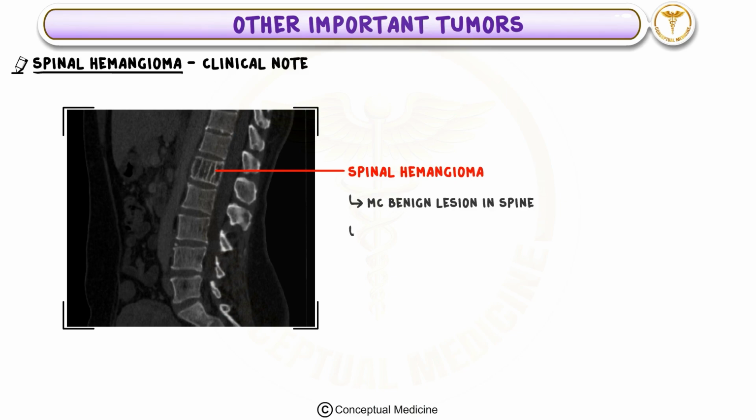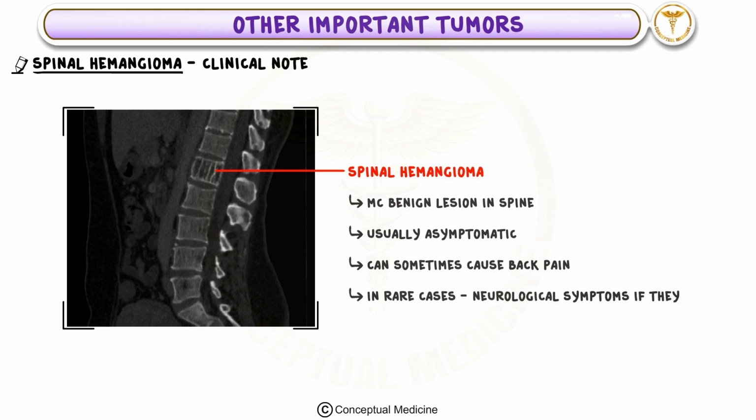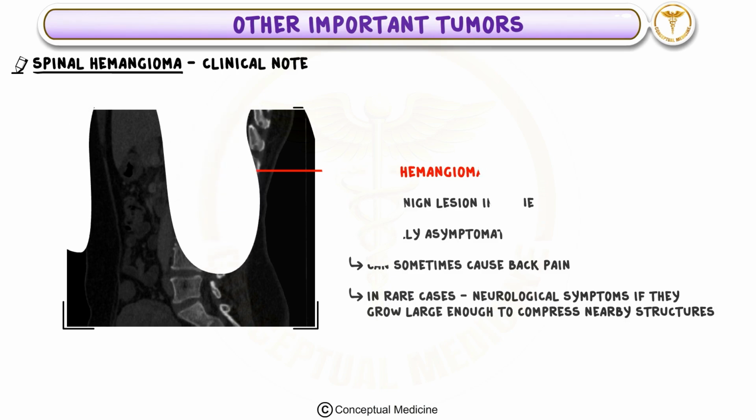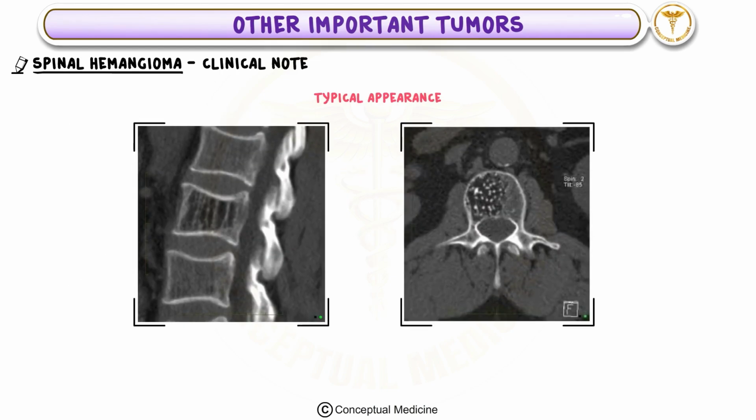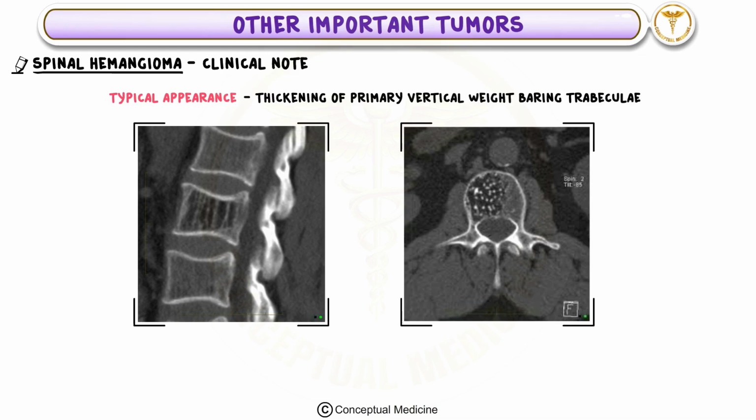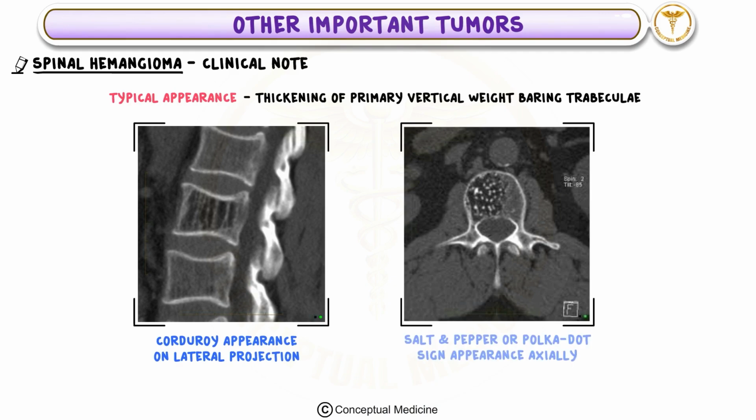While these lesions are usually asymptomatic, they can sometimes cause back pain or, in rare cases, lead to neurological symptoms if they grow large enough to compress nearby structures. Typical appearance of a vertebral hemangioma with thickening of the primary vertical weight-bearing trabeculae, leading to corduroy appearance on lateral projection and salt and pepper or polka dot sign appearance axially. Note the fat density marrow.